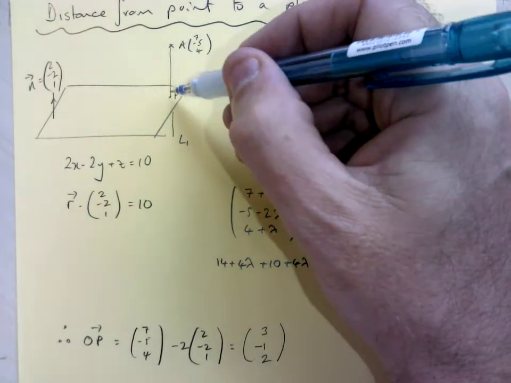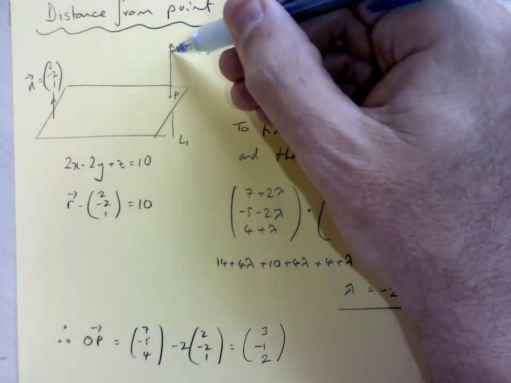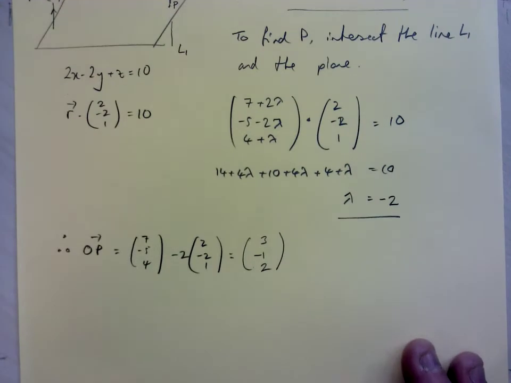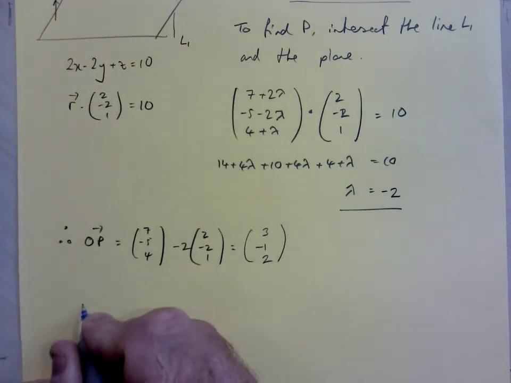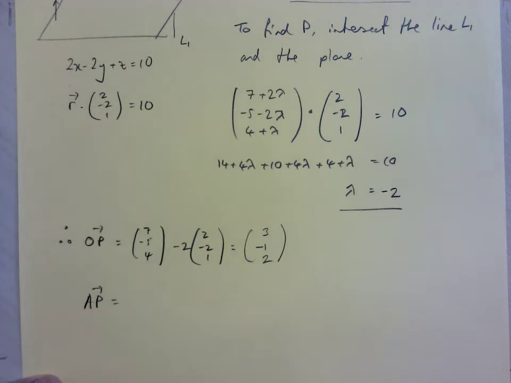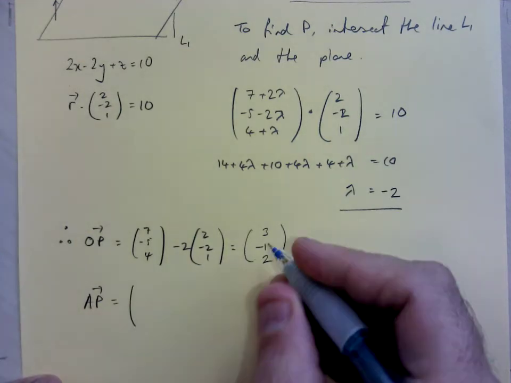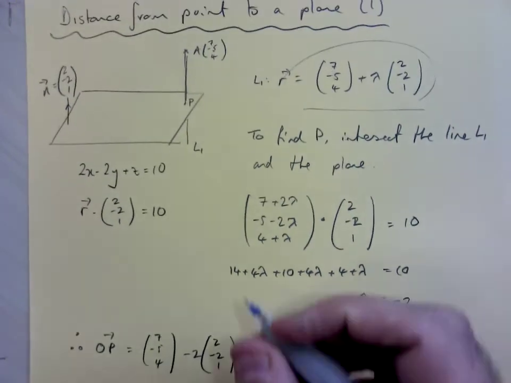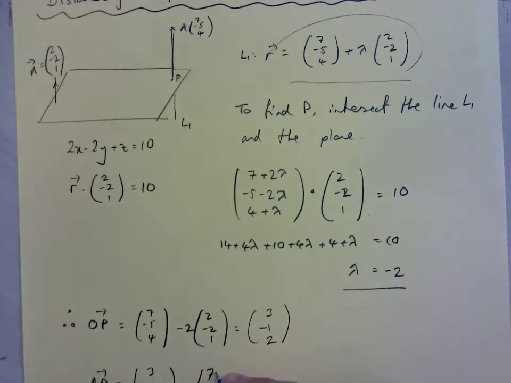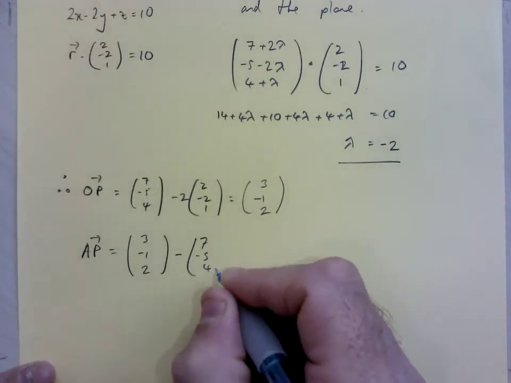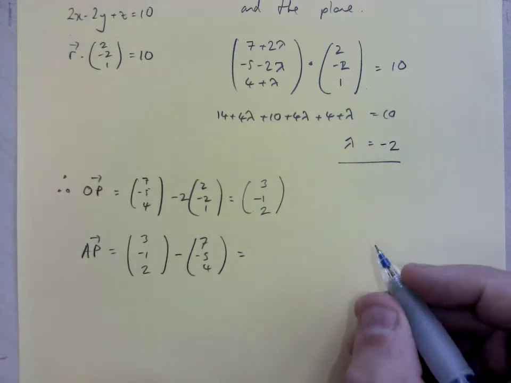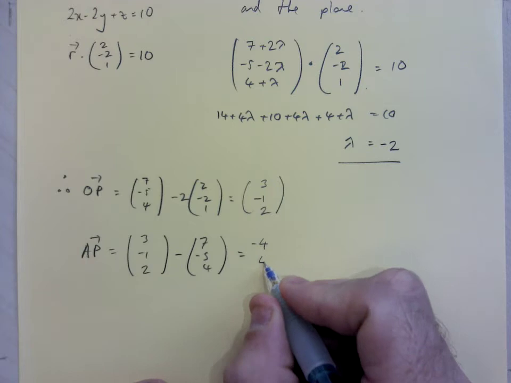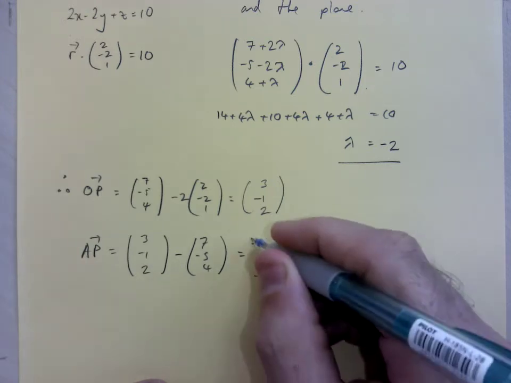I know A, I know P. Remember the distance that I'm actually after is this distance here. So I can now find the vector AP and find out how long it is. So my last steps, I say, well, okay, A to P must be this vector, (3, -1, 2), minus the position vector of A, which I know is (7, -5, 4). So I can find out that AP is (-4, 4, -2).